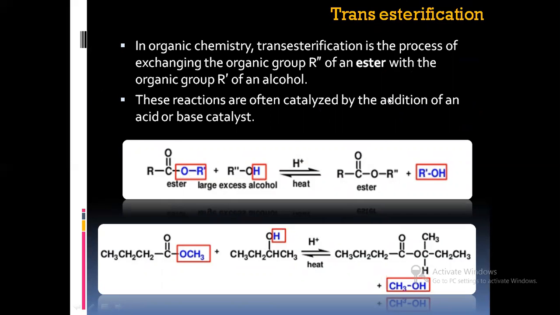In organics, the first process we have is transesterification. In organic chemistry, transesterification is a process of exchanging the organic group R double prime of an ester with the organic group R prime of an alcohol. These reactions are often catalyzed by the addition of an acid or base catalyst. You can see here the OR prime gets replaced by the H of your alcohol, which results in the formation of an ester. And this is an example.